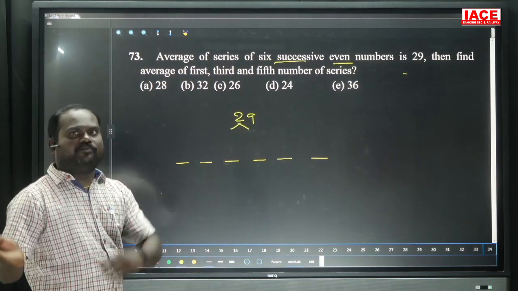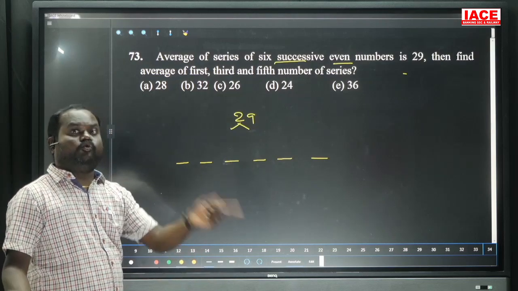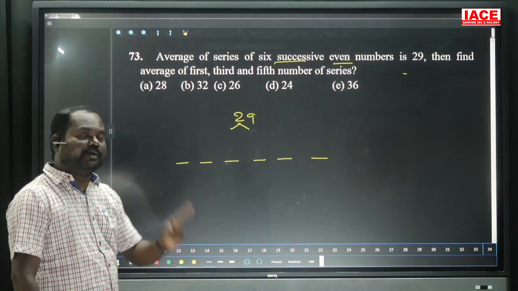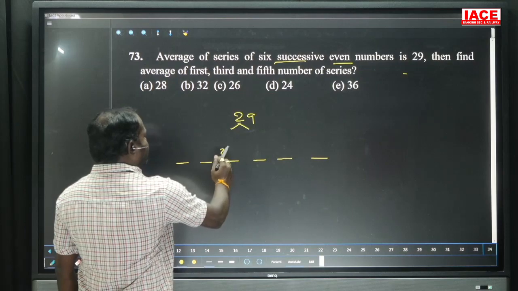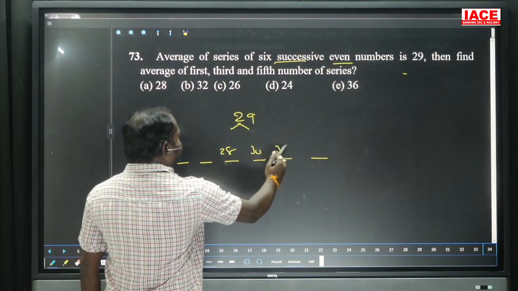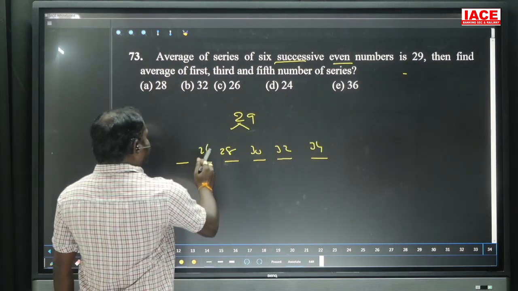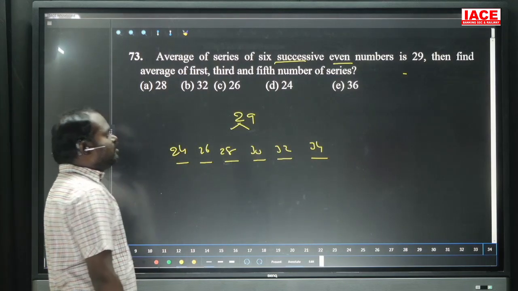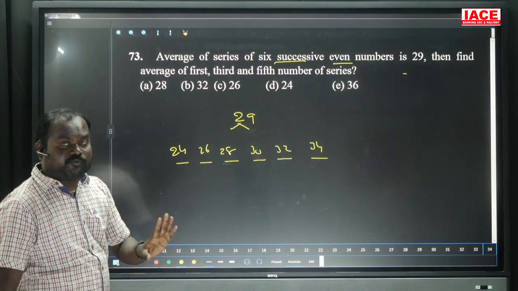Take one on the backside and one on the next side. So 28 and 30 will become the middle numbers. So it is 28, it is 30. Next should be 32, 34. It is 26 and 24. These are the even numbers. But we do not require this. What is the question asking?